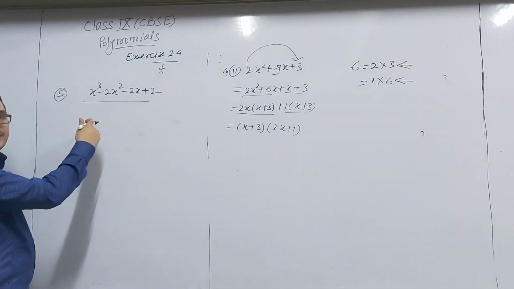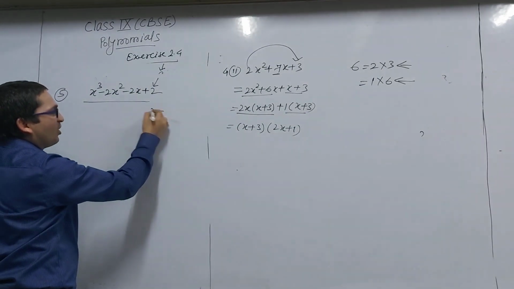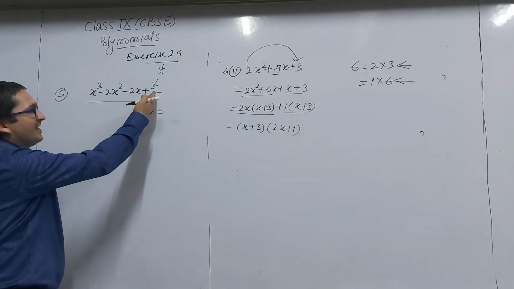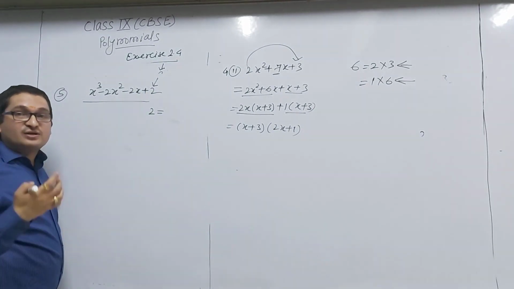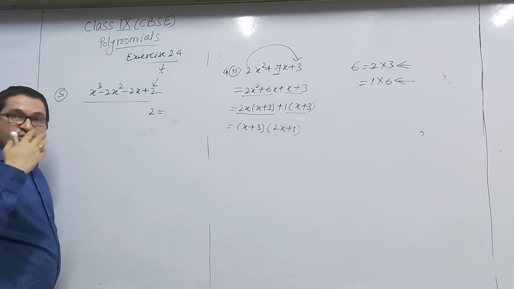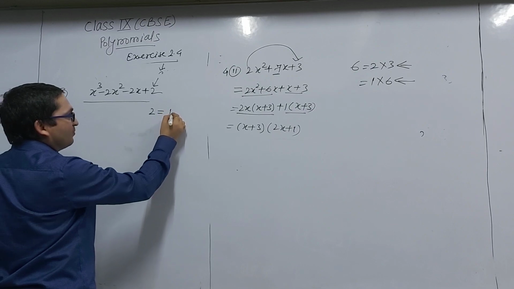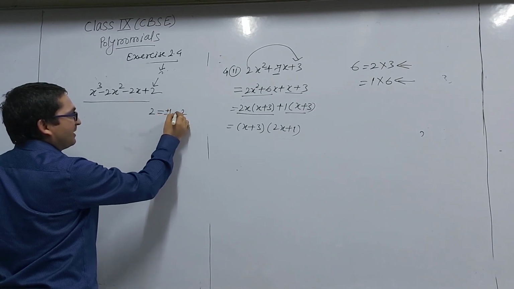So how to apply this? This is the constant term, 2. You need to write all the factors of it. Suppose that here 12 is given, so you need to write all the factors of 12, right? What are the factors of 12? 1, 2, 3, 4, 6, and 12 itself. So what are the factors of 2 over here? 1, 2. We take plus minus.